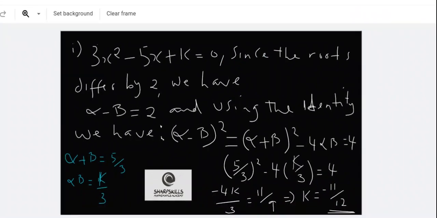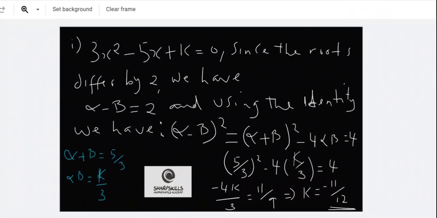So now in this first question, we have 3x squared minus 5x plus k, and we are told this has roots that differ by 2. Okay, so meaning if you have alpha minus beta, their difference should be equal to 2. That is what you're supposed to have. And now you're using the identity. We are going to use the identity for this, meaning you're going to square both sides. If you square both sides, you're going to have alpha minus beta squared, which will be equal to 2 squared, which will become 4.